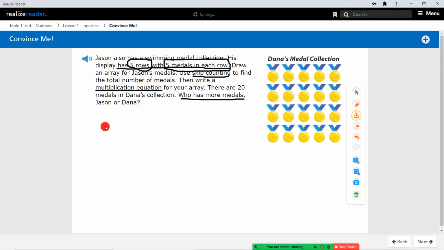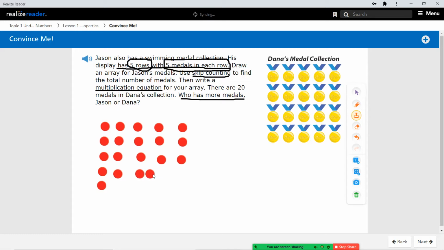So we know he has 5 rows. So 1, 2, 3, 4, 5, with 5 in each row. So there's the first one, 1, 2, 3, 4, 5. Over here, 1, 2, 3, 4, 5. 1, 2, 3, 4, 5. 1, 2, 3, 4, whoops, 5. 1, 2, 3, 4, 5. This would be a lot straighter if I was doing it on my paper, but you get the general idea.